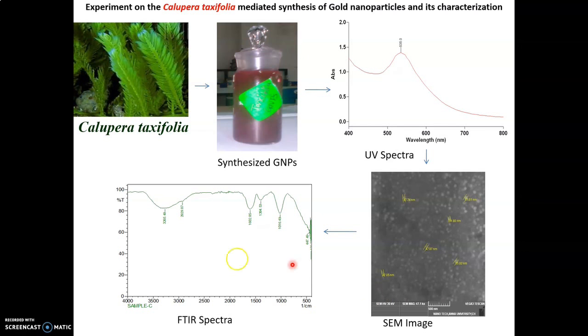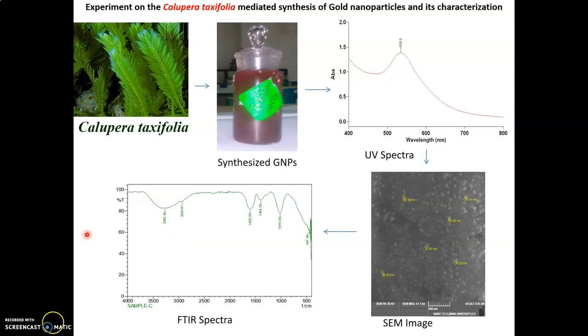And further the nanoparticle synthesis was analyzed with FTIR for the presence of functional groups. The functional groups are mainly from this bioresource, that is algae, which has those functional components, as concluded by GCMS analysis. What are the components present in the extract? So this is one of the experiments, one of the mini projects we have done with this Caulerpa taxifolia for the synthesis of gold nanoparticles.